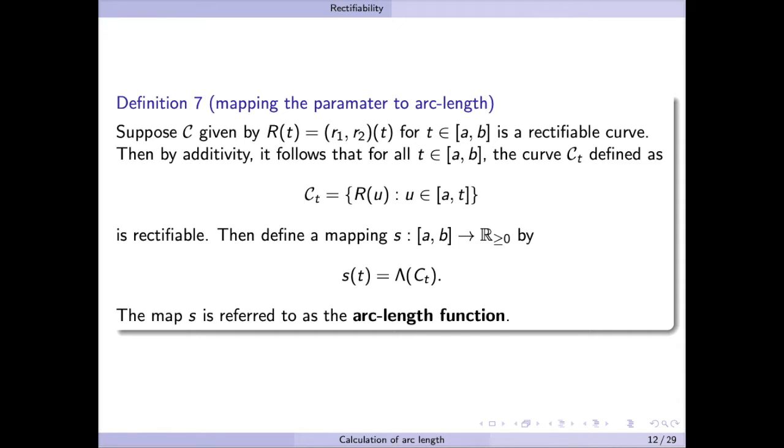So, if we define a mapping S from the interval ab to the non-negative reals by S of t equal to lambda of C sub t, then this is a well-defined function because for every t, the quantity lambda of C sub t exists in Rn. The map S is then referred to as the arc length function.